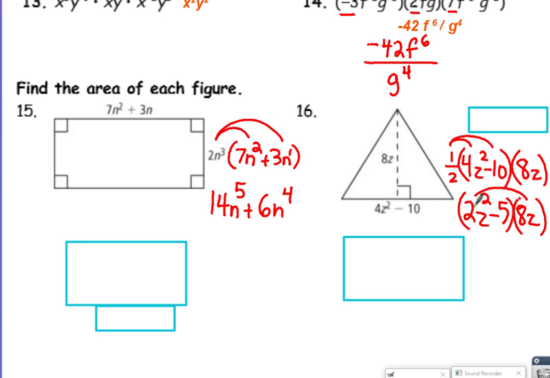Distribute backwards. 8 times 2 is 16z cubed minus 40z.